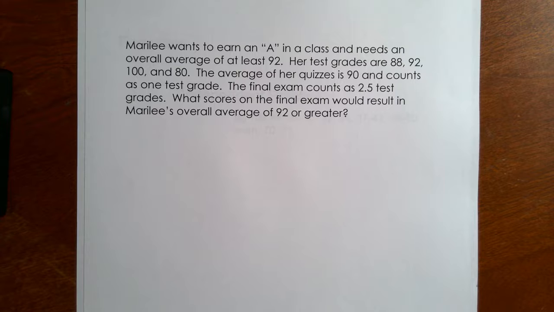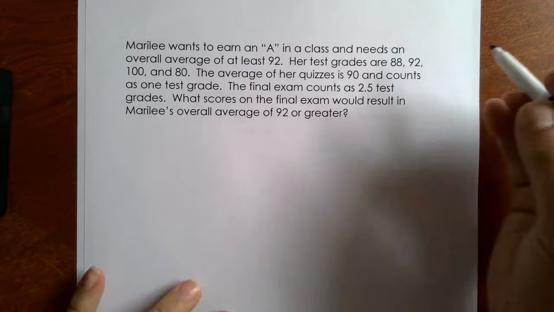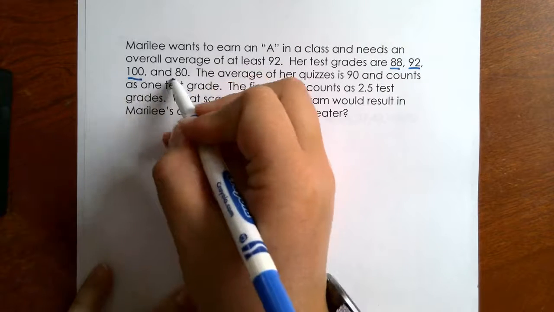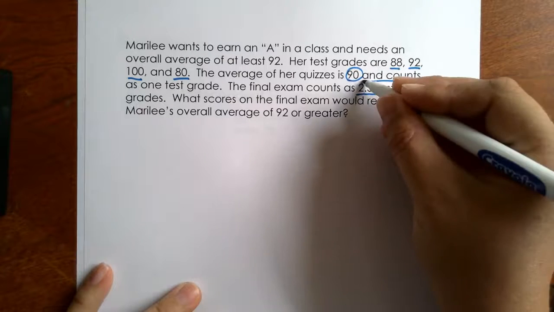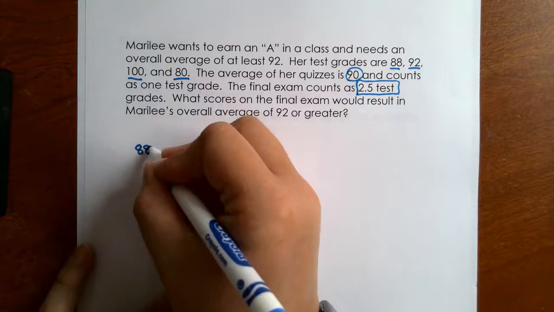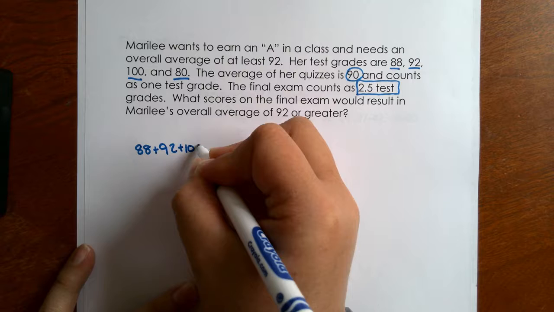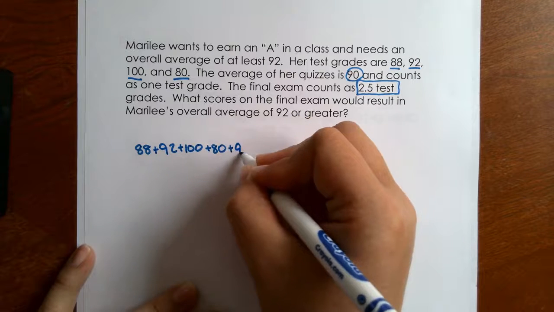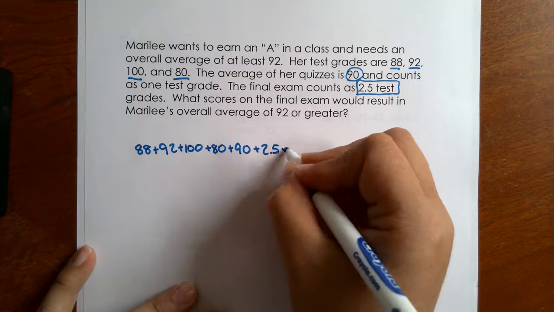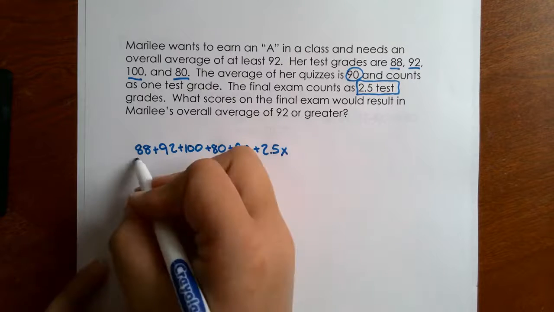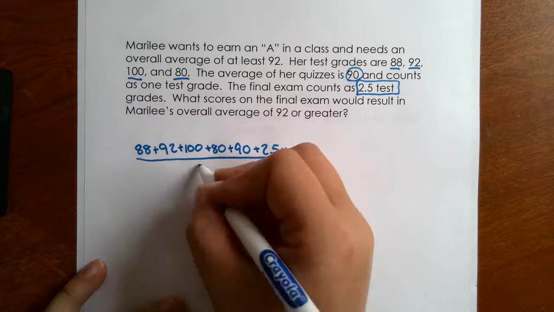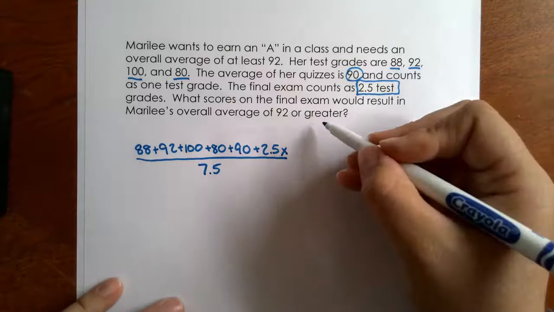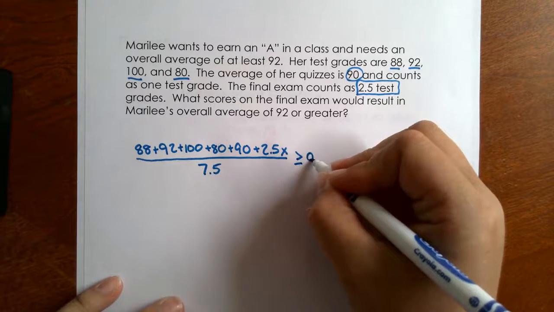All right, so let's take how her grade is added. Her grade is basically all these different scores added up because she has an 88, 92, 100, and 80. Her quizzes count as a test, and then there's this 2.5 test grades. So she has 88 plus 92 plus 100 plus 80 plus 90 plus 2.5 times some mystery number. And for it to be an average, we divide by how many there are. Well, that's 1, 2, 3, 4, 5, 6, 7 and a half test grades. She wants a 92 or greater, so greater than or equal to 92.